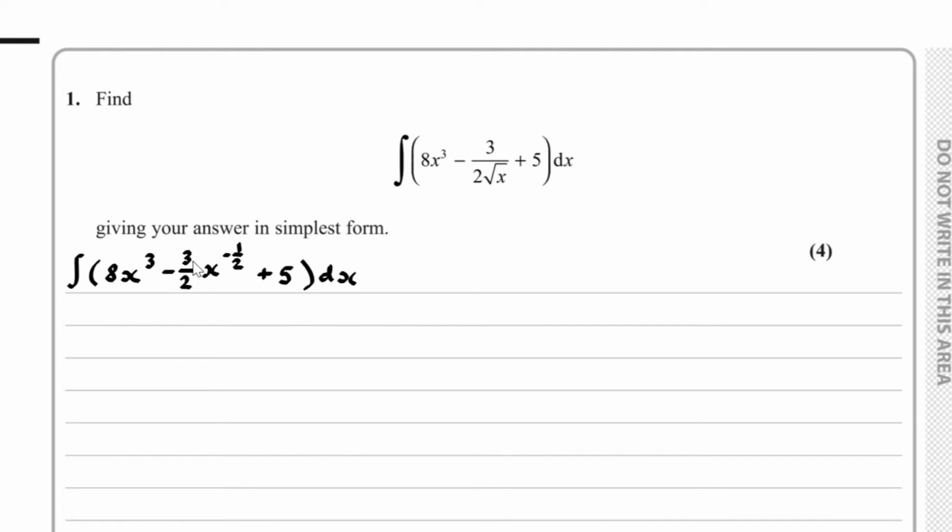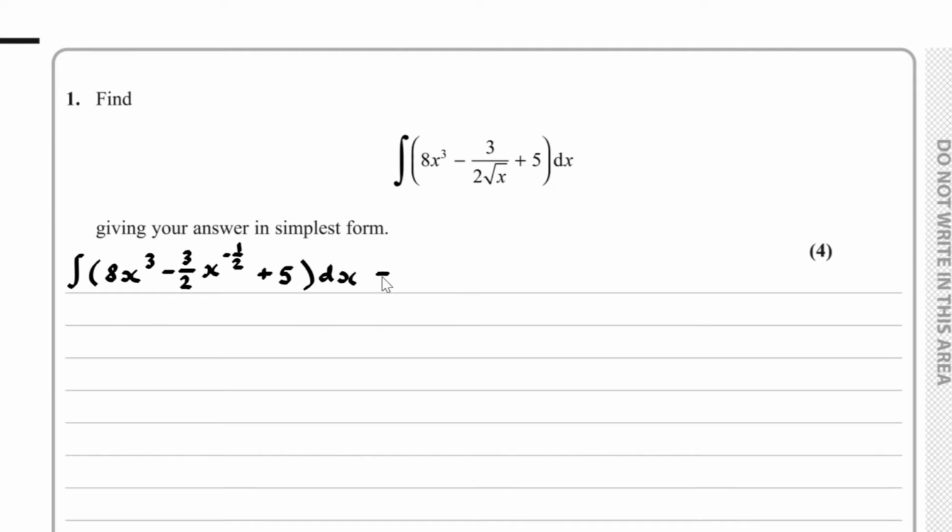What you will find here is negative 3 over 2 times x to the negative 1/2 is the same as negative 3 over 2 times the square root of x. We have rewritten this third term in indices form. And now integrating becomes quite easy. To integrate the result over here, we add 1 to the power and then divide by the new power.